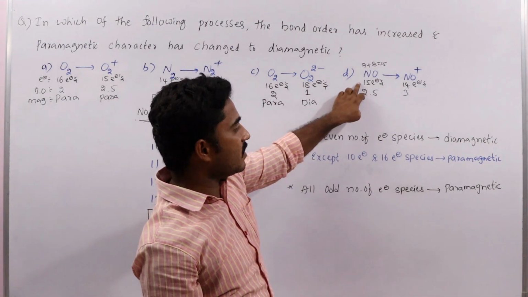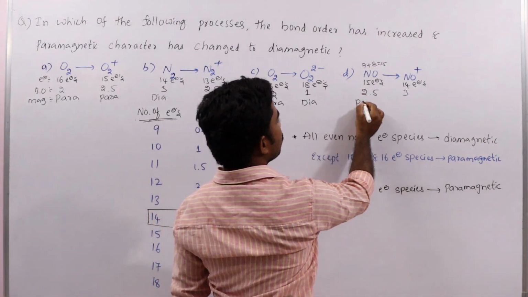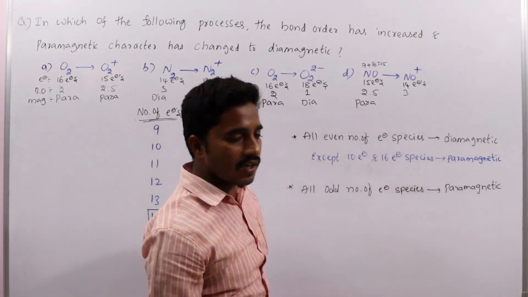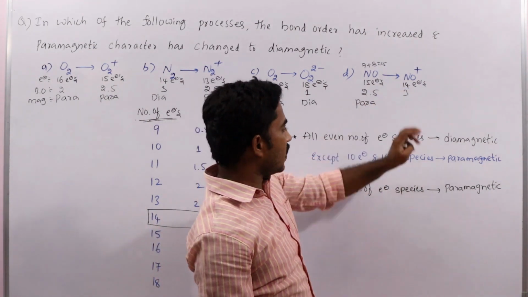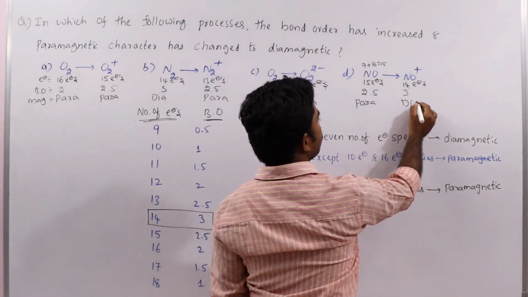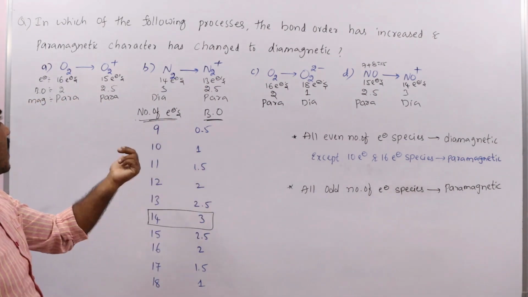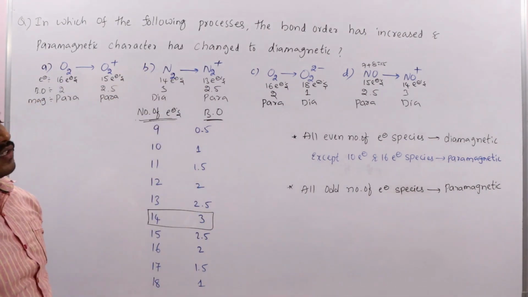Here is an odd number species, that's why paramagnetic nature. And the 14 electron species, even number, that's why diamagnetic nature. So what's the question here? Bond order increased as well as paramagnetic character changed to diamagnetic.